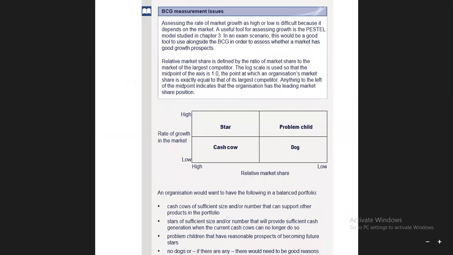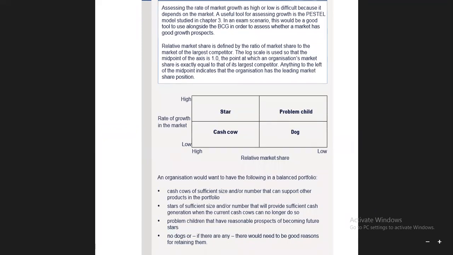Now, this is the BCG matrix which we are going to assess. On the y-axis we have the rate of growth in the market, how we are going to grow in the market, and on the x-axis we have relative market share, how much market share we possess. We divide both of these variables into two extremes, low and high.